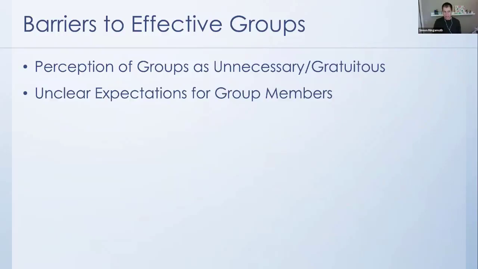There's also problems with unclear expectations for group members. And we see this all the time, especially at the undergraduate level, where what we tell our students is, okay, you need to form groups, or here's your groups. And now in 4 weeks, you'll have this thing due. Good luck. You'll have to meet outside of class and you'll have to write some papers. But as far as individual group member expectations, you're on your own. And we're not setting our students up for success when we do that.